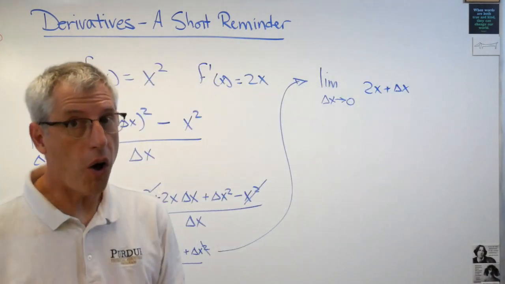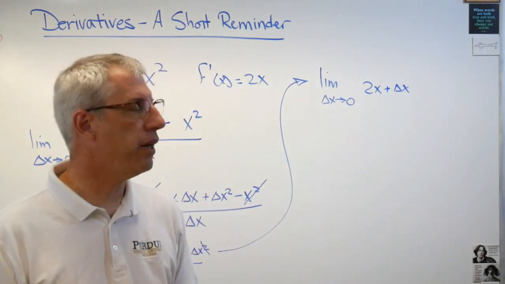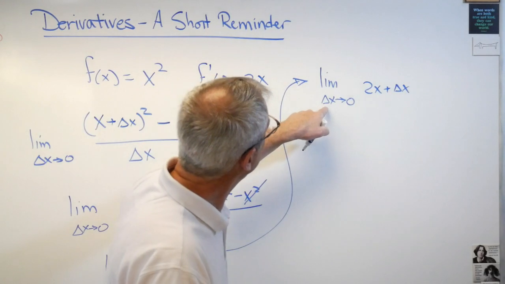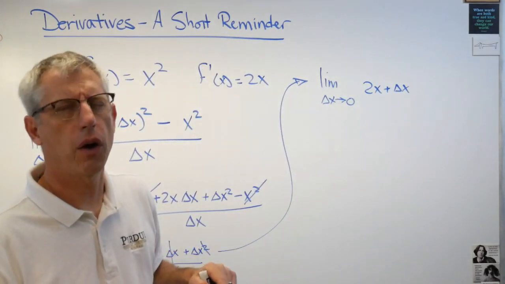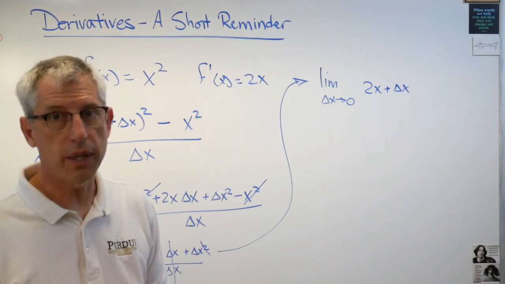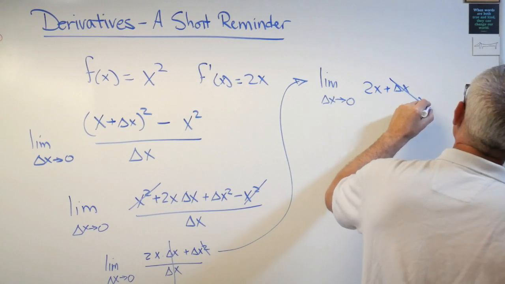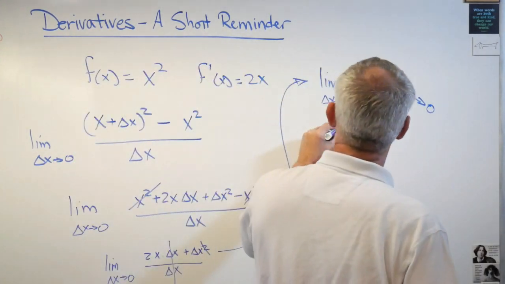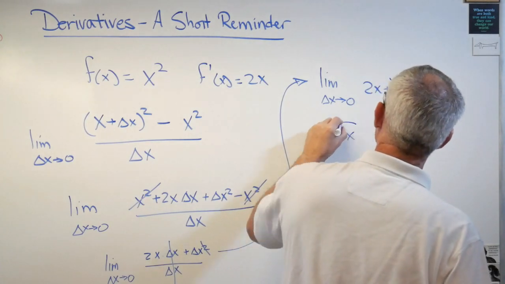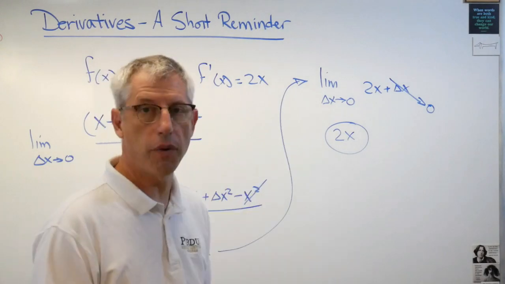So far, all we've done is algebra. We haven't done any calculus yet. When we apply the limit, that's actually calculus. Well, here's the thing. As delta x goes to 0, this gets arbitrarily small. Arbitrarily small means as small as it needs to be to be negligible. So that goes to 0. And what you get is 2x, which is what we knew. This is where that rule came from.